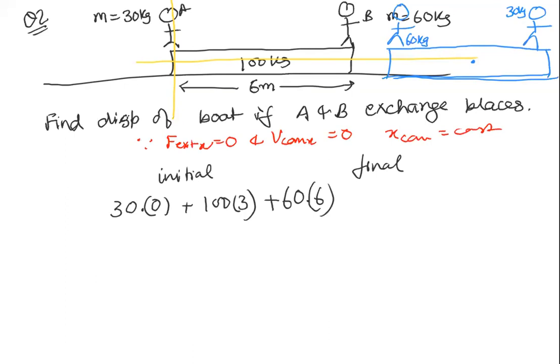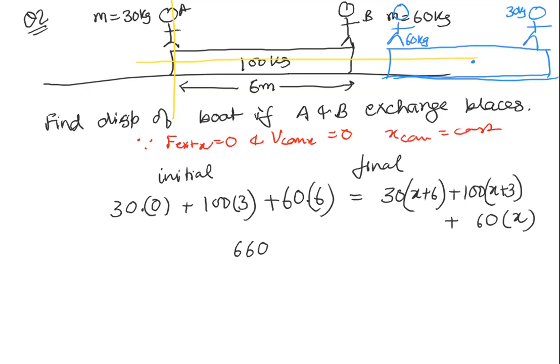Finally we will have 30 into x plus 6 plus 100 into x plus 3 plus 60 into x. So they're not equal. So this will be 300 plus 360, which is 660, is equal to 30x plus 180 plus 100x plus 300 plus 60x.